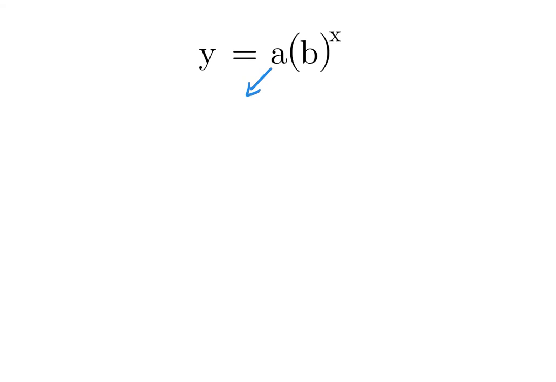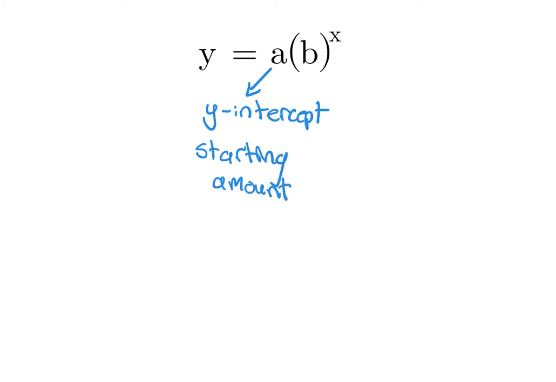And a is still our y-intercept. If we're dealing with our graph, in story problems, it's still our starting amount. And now b, instead of our growth factor, we're looking at our decay factor. So it's still like that rate at which something is decreasing.